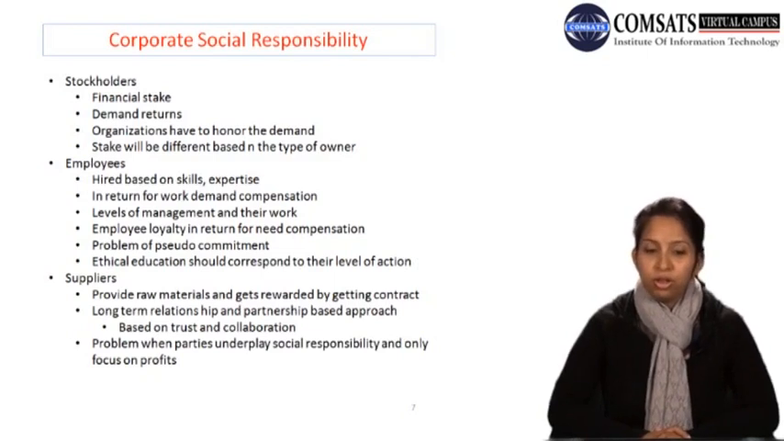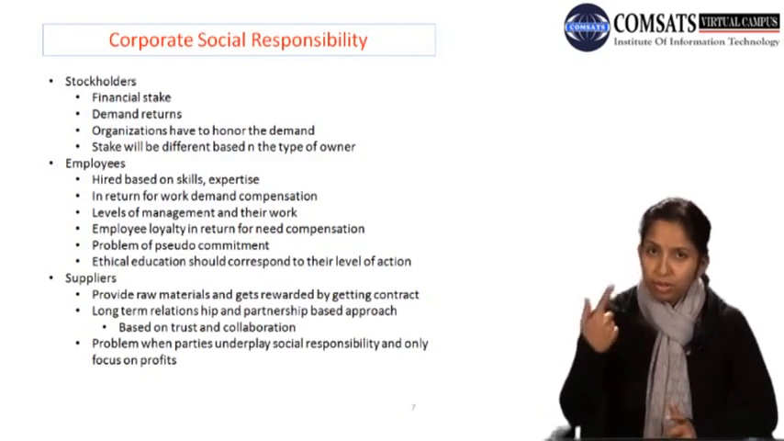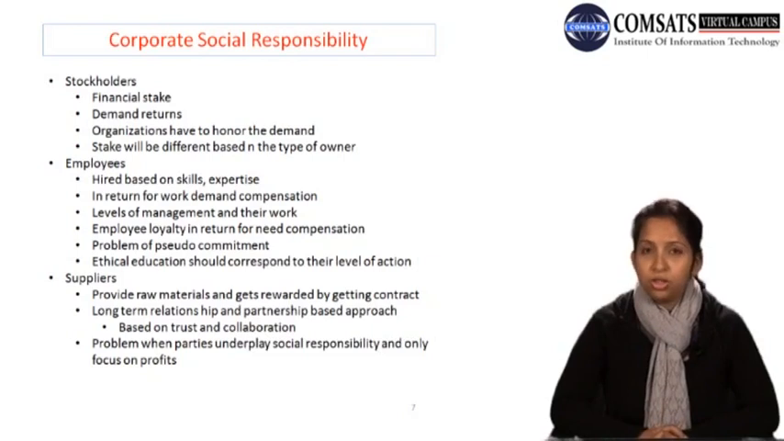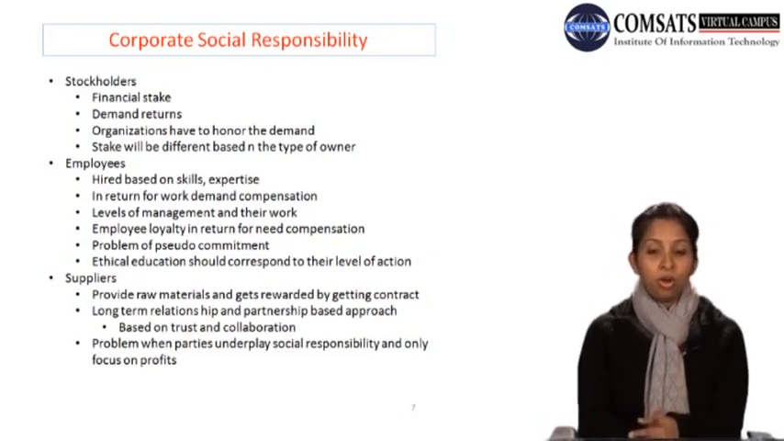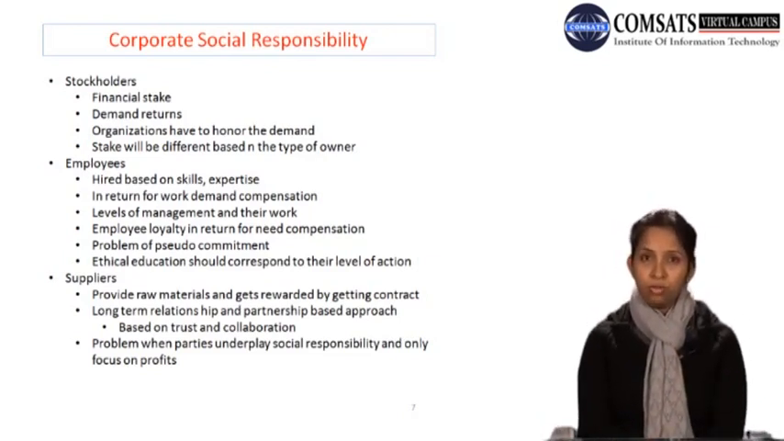In return for their financial stake, in return for their financial investment, they demand returns as well. They need a good return on their investment because they've taken the risk and invested the money in a corporation. Organizations have to honor this demand for providing them with dividends and profits, because the investors are very, very important, without whom the company would not have the money that it needs.